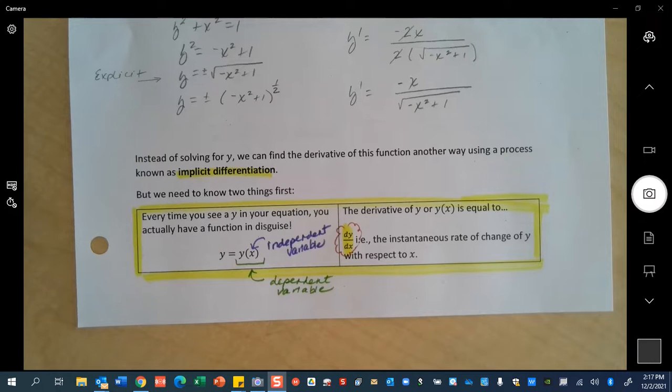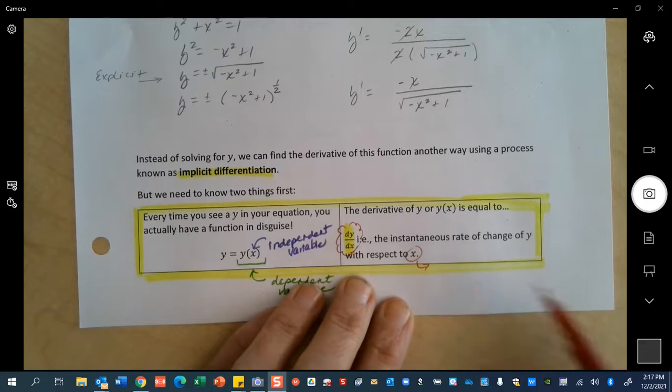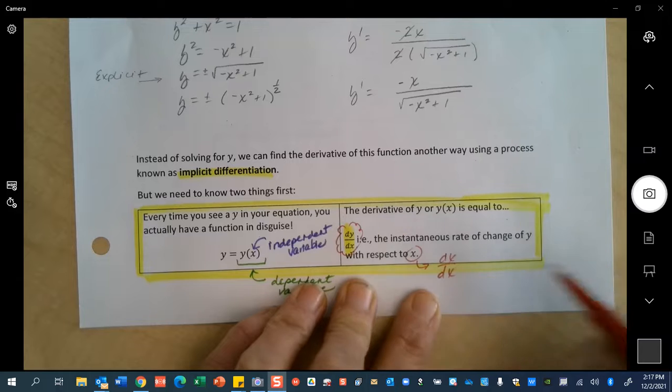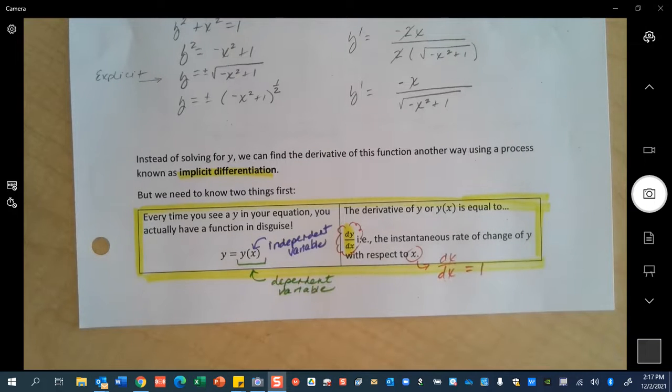Now the interesting thing is, if I took the derivative of x, that's going to be the derivative of x with respect to x. And every time I take the derivative of x, I get itself. Derivative of x is equal to itself. Or is equal to 1. Does that make sense?